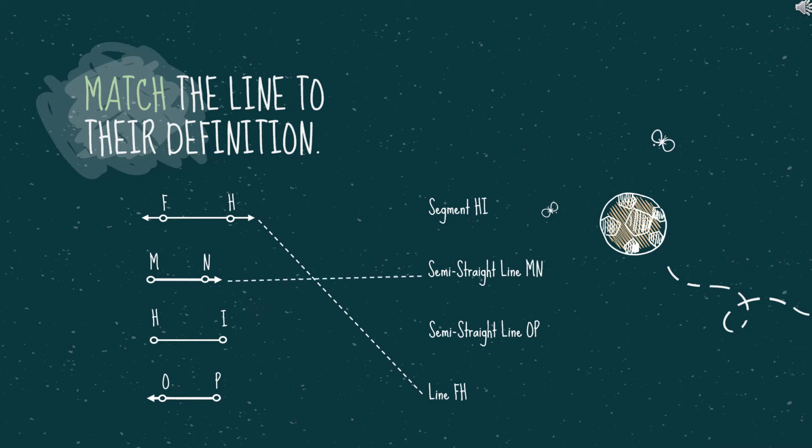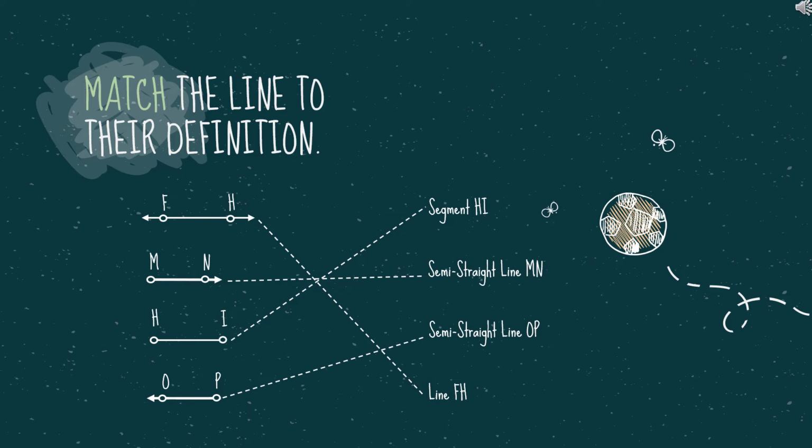For the second one, you need to draw a straight line joining it to semi-straight line MN. Can you see how it has one arrow on it? This means that it is a semi-straight line because it goes on forever in one direction. Now for the third one, you need to draw a straight line to segment HI. Can you see how there are points on either side of the line? This means that we are only looking at this particular piece of the line. We are not looking at the whole line that goes on forever. We are only looking at a small section.